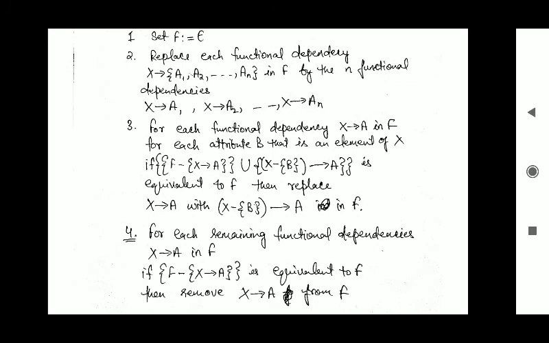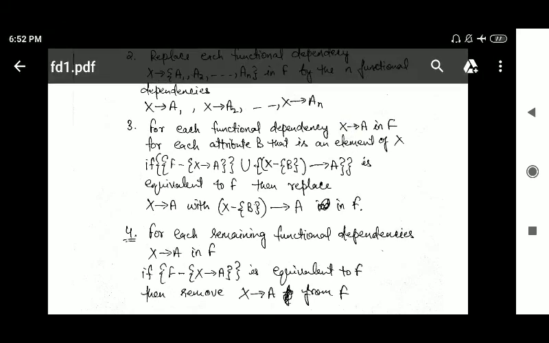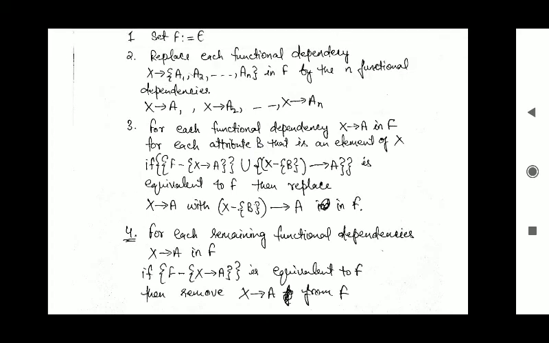Third step. In the third step, for each functional dependency X implies A in F, and for each attribute B that is an element of X, we check whether, if we remove that attribute from X, we still have a set of dependencies which is equivalent to F. If so, we will remove that attribute B from X.